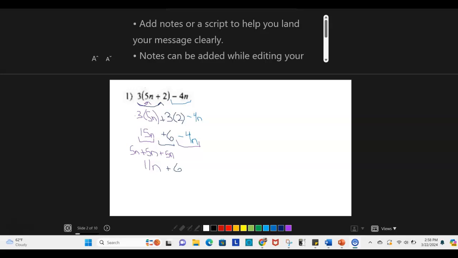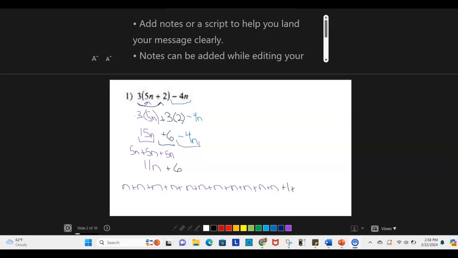Now the reason we're not doing anything with that plus 6 is because basically what I have here is 11 n's. I have n plus n, 2, 3, 4, 5, 6, 7, 8, 9, 10, 11. I have 11 n's, and then I have 6 ones.